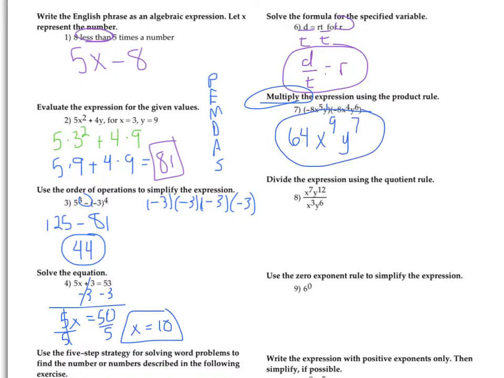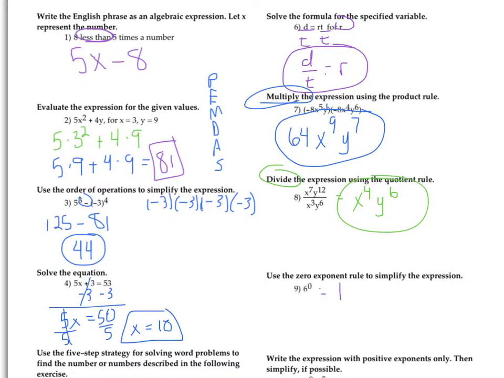There's that. When we divide using the quotient rule, though, we subtract our exponents because it's like we're trying to cancel out, basically. So on the bottom, we've got 3 x's. That'll cancel out with 3 of the x's on top, leaving us with 4 x's. 7 minus 3 is 4. 12 minus 6 is 6, so that's y to the 6th. There's that answer.